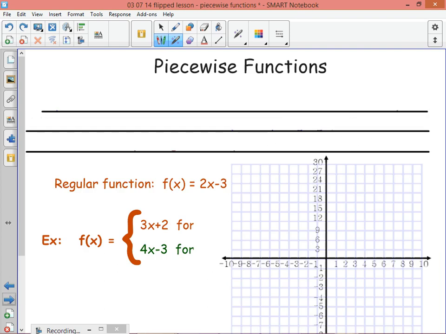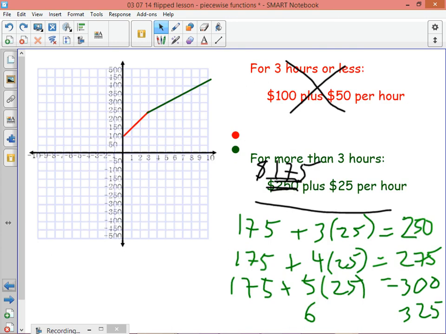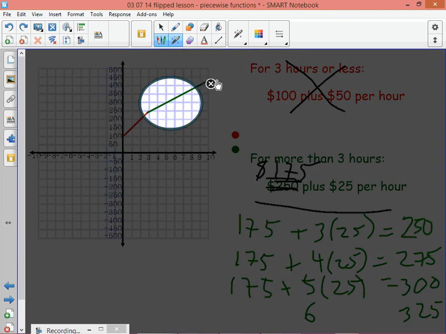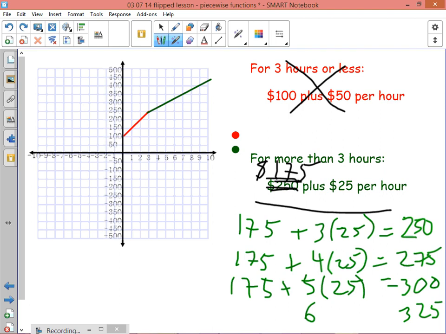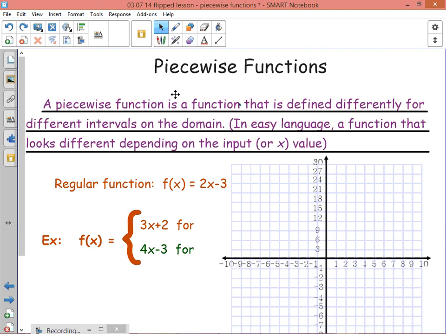A piecewise function, you can pause this as soon as I reveal it to copy it down, and then you can start again. A piecewise function is a function that is defined differently for different intervals on the domain. Or in easy language, it's a function that looks different depending on the input or x value. If you look back here, the red clearly looks different than the green. The slope is radically different. That's a piecewise function.